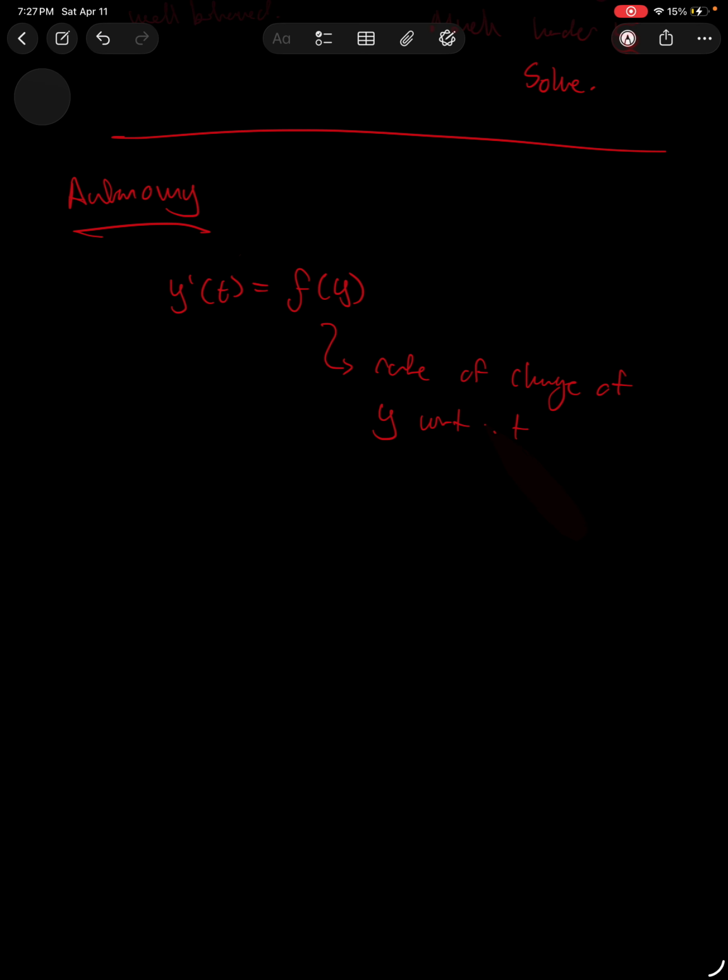So the last criteria that we classify the differential equation on is its autonomy. Well, let's write this a slightly different way. Let's say this. Let y prime of t be equal to f of y. The rate of change of y with respect to t is only a function of y. That's what it means to be autonomous.